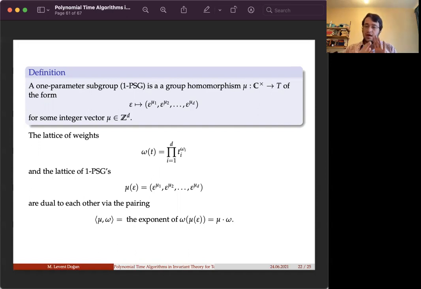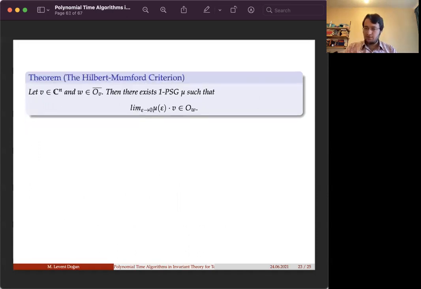So here's the thing. In the Newton cone, we have weights as vectors, as generators. And by this duality, the one parameter subgroups will correspond to the hyperplanes in this space. So okay, let me be more precise. There's this theorem, the Hilbert-Mumford criterion. If I have a vector v and a vector w in its orbit closure, then I can reach the orbit of w as the limit of a one parameter subgroup applied to v.